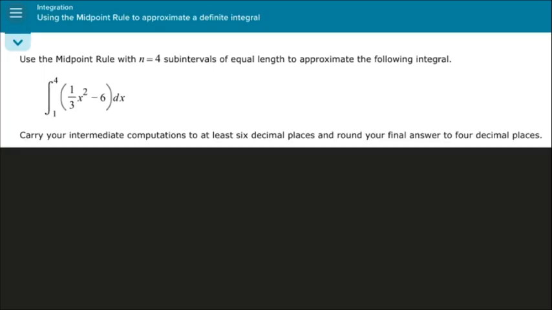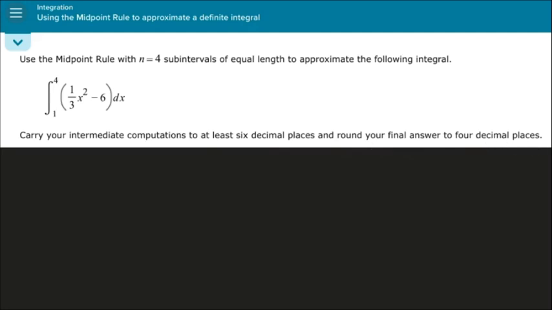I'm super excited to create a video on using the midpoint rule to approximate a definite integral. In this example, we're asked to use the midpoint rule with n equal to 4 subintervals of equal length to approximate the following integral. So we have the integral from 1 to 4 of 1/3 x squared minus 6 dx. Carry your intermediate computation to at least 6 decimal places and round your final answer to 4 decimal places.